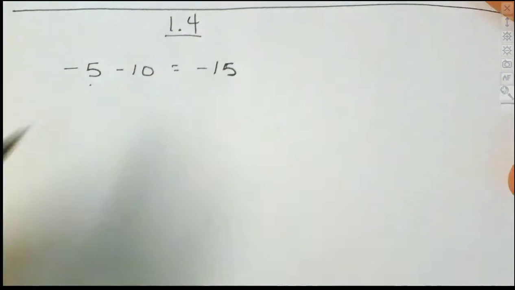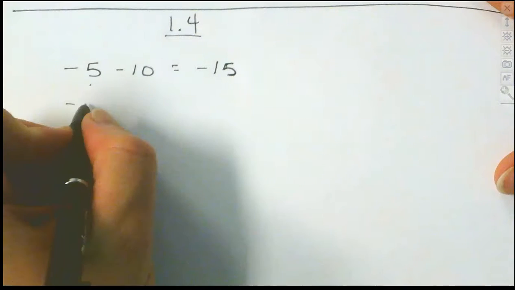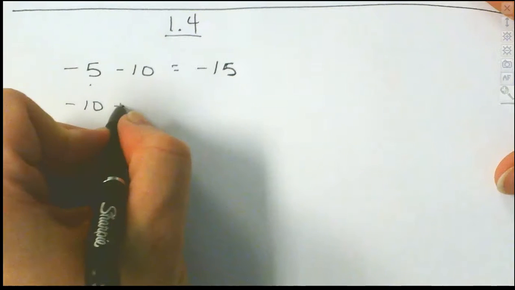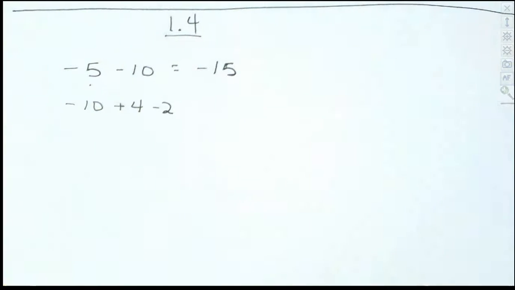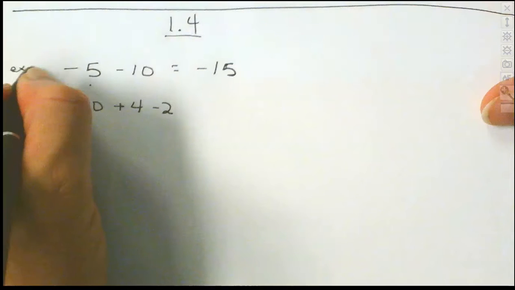Let's try another one here. How about -10 plus 4 minus 2? How would we handle this one? These are examples here.